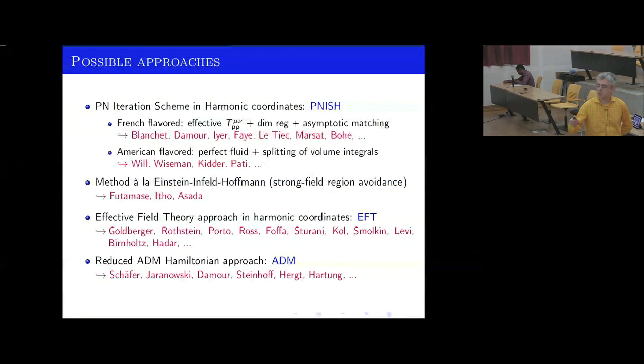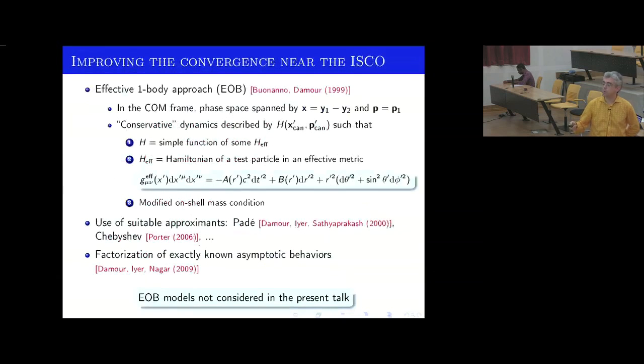To improve the convergence, you can also resort to appropriate approximants, like Padé approximants, or even other approximants, if you like Chebyshev polynomials, or whatever. And you may also find useful to factorize asymptotic behaviors which are known from the post-Newtonian result I will present. So all those techniques are used to design actual waveforms in the EOB scheme, effective one body. But I will not talk about this anymore in the rest of the talk.